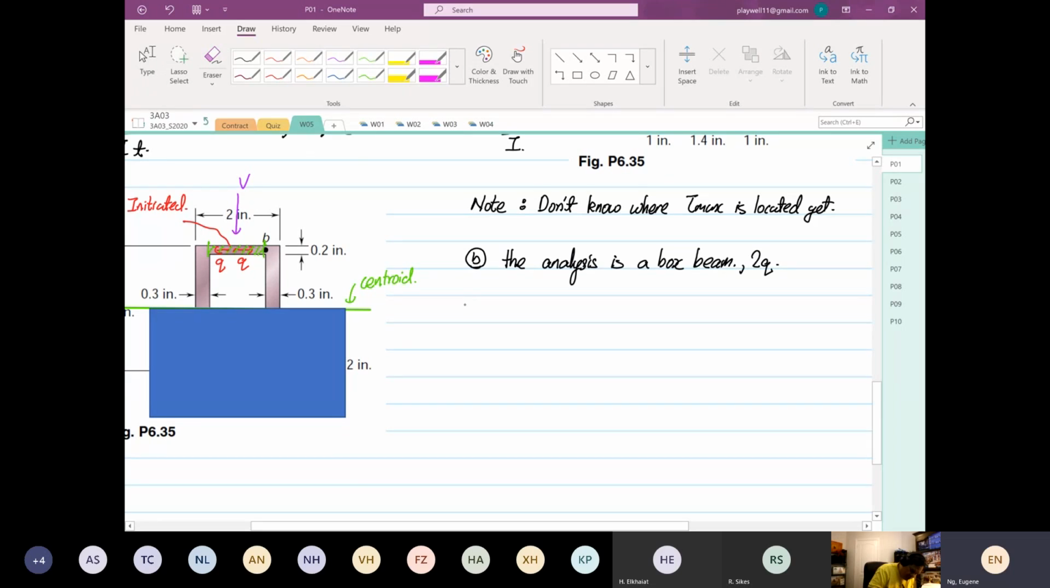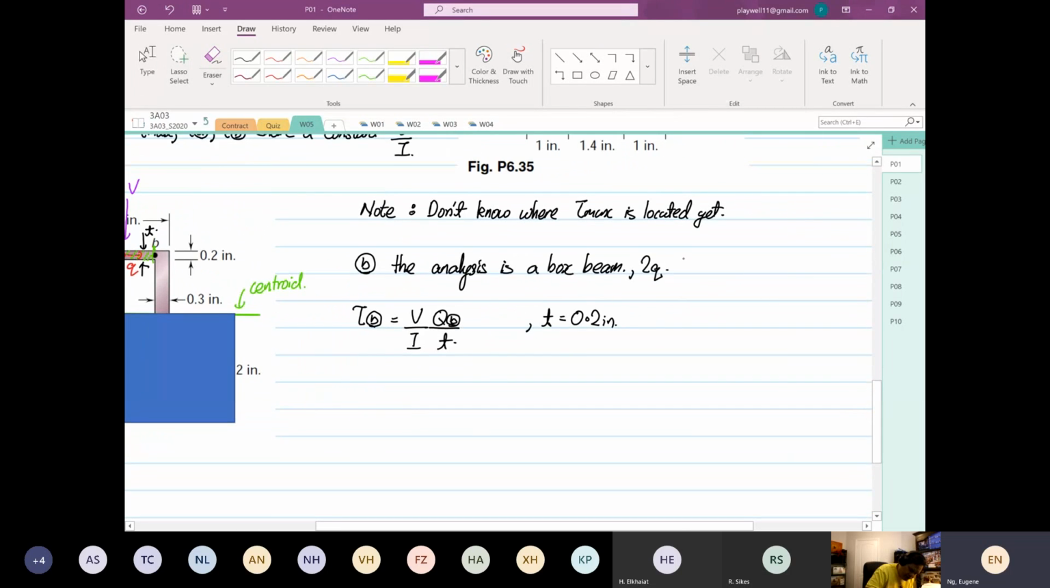So the formula is still the same. The shear at point B is equal to V over I Q at point B, not theta, Q at point B divided by thickness. So with this, we know that thickness is equal to 0.2 inches. Why 0.2 inches? Because the thickness is perpendicular to the shear flow direction for thin wall analysis. Okay, so for point B, I'm going to put down here thin wall analysis.